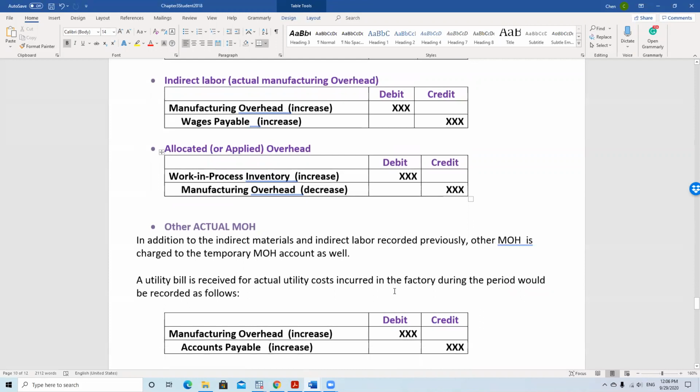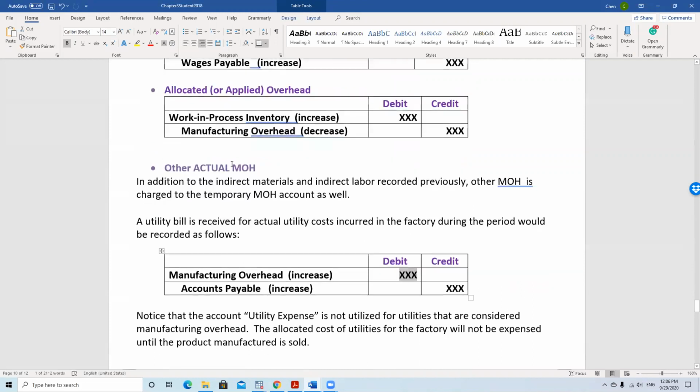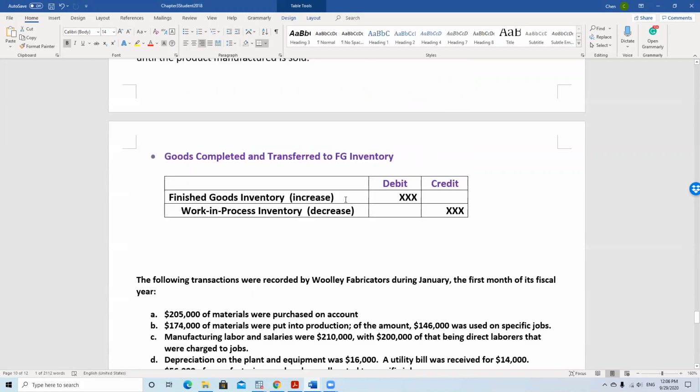And then goods will complete and transfer to finished goods. So now you can see that work in progress inventory flows to finished goods, okay?